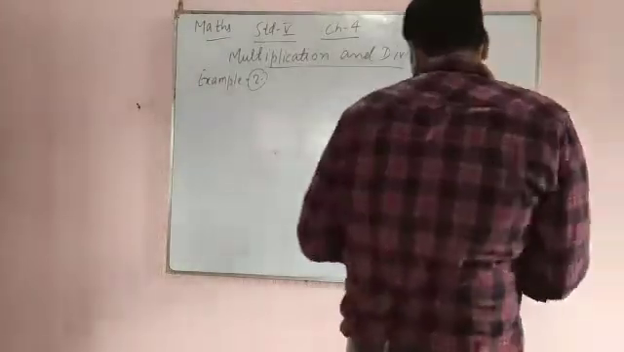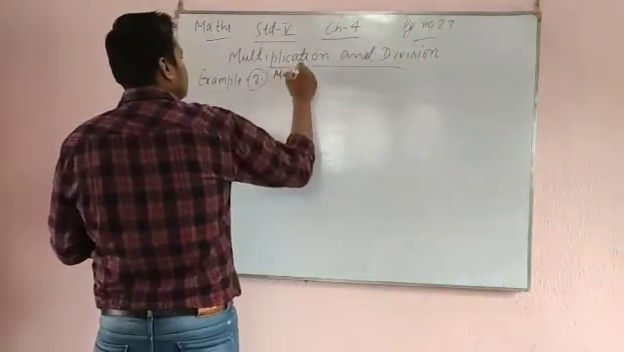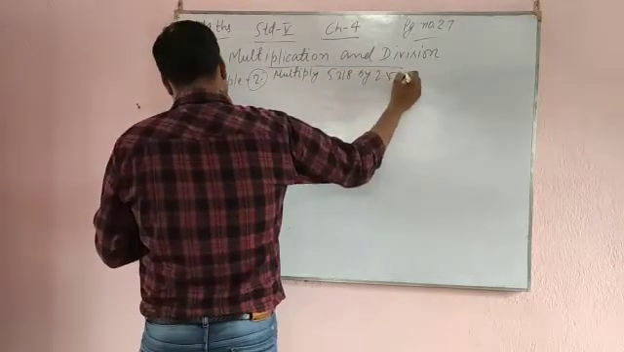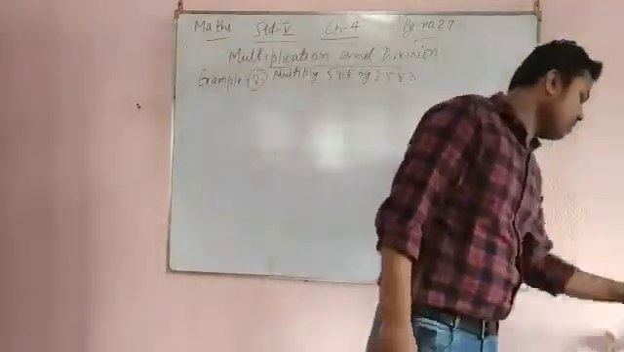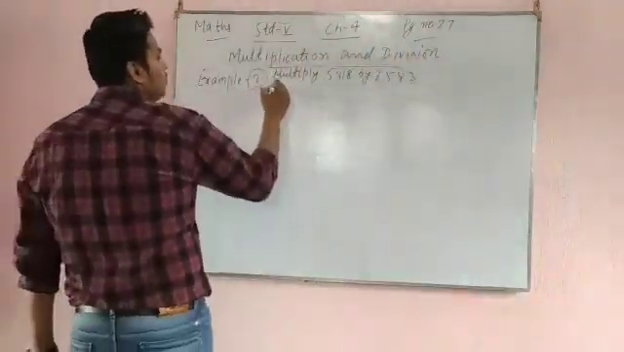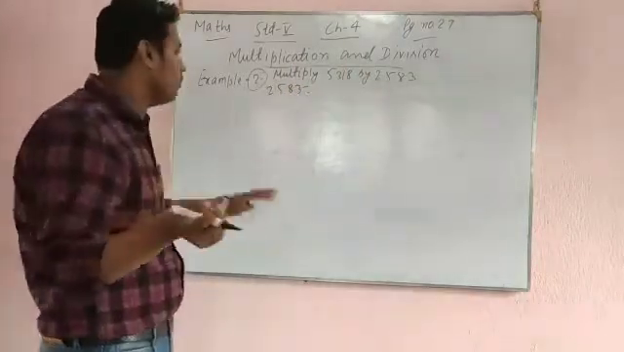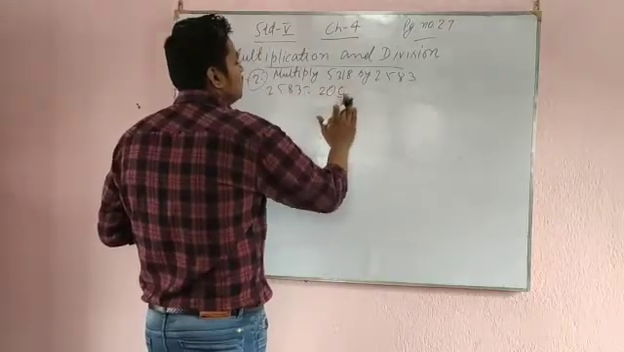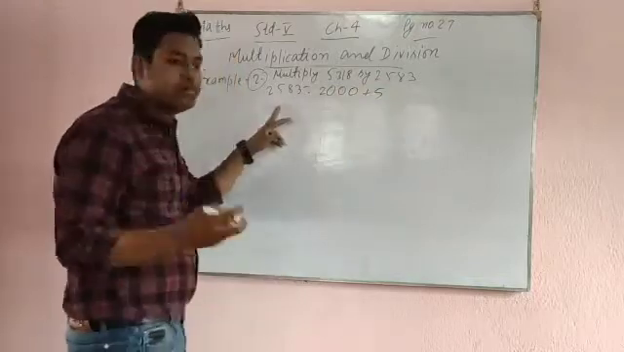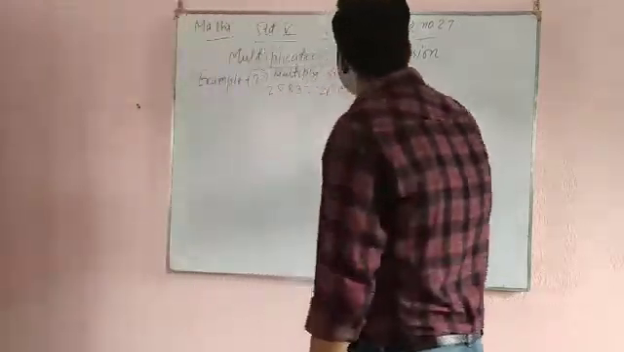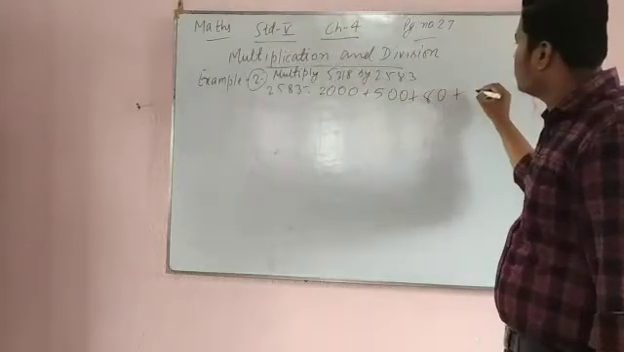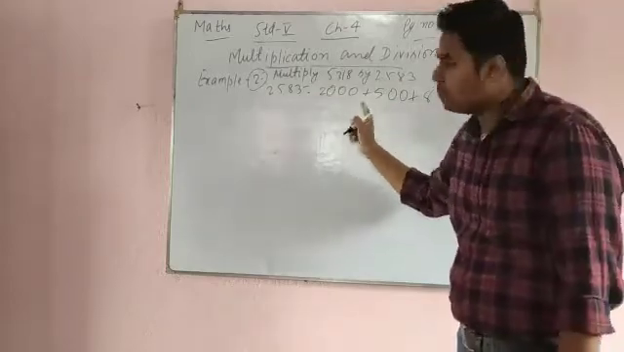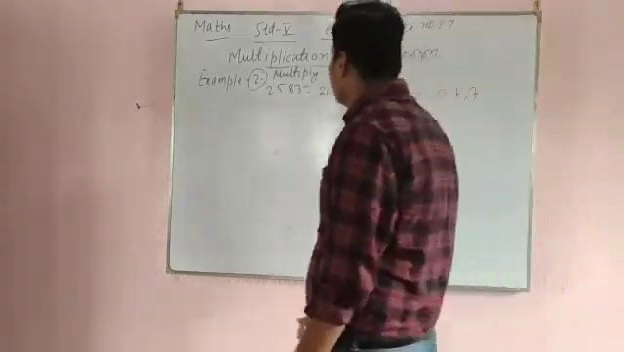Example number 2 is to multiply 5318 by 2583. First we break 2583 into expanded form. Everyone knows the expanded form. After 2 there are 3 numbers, so put 000. Next is 5. After 5 there are 2 numbers, so put 00. Next is 8. After 8 there is 1 number, so put 0. It means 3 is at the ones place, 8 is at the tens place, 5 is at the hundreds place and 2 is at the thousands place.